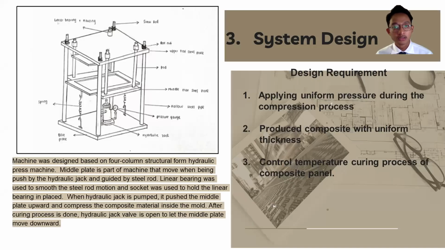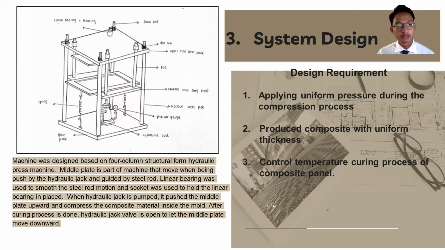Next, we're moving on to content number 3, which is the system design. The design requirements of this machine are as follows. There are 3 design requirements. The first is applying uniform pressure during the compression process, producing composite with uniform thickness, and controlling temperature during the process of the composite panel. As we can see here, this is the preliminary design of this machine.